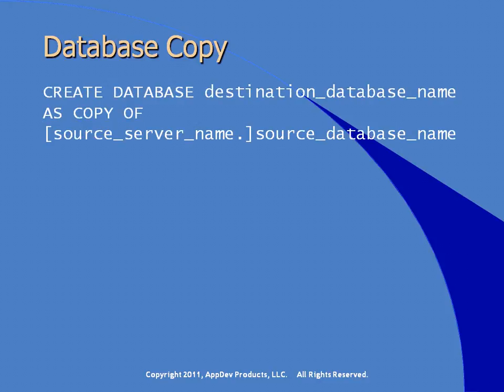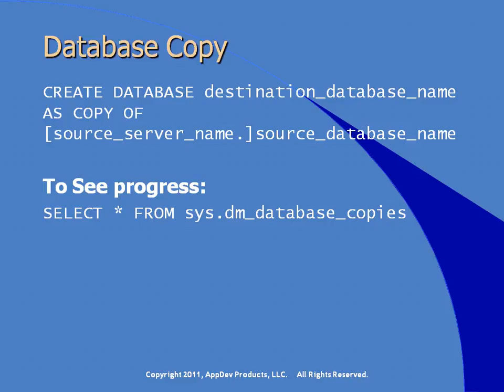It's actually pretty simple. It's just CREATE DATABASE, destination database name, AS COPY OF, and then specify the source database name. When you execute that, you can actually see the progress of the copy. You can go to one of the system tables and do a SELECT * FROM sys.dm_database_copies and see the progress of the database copy as it's being copied.